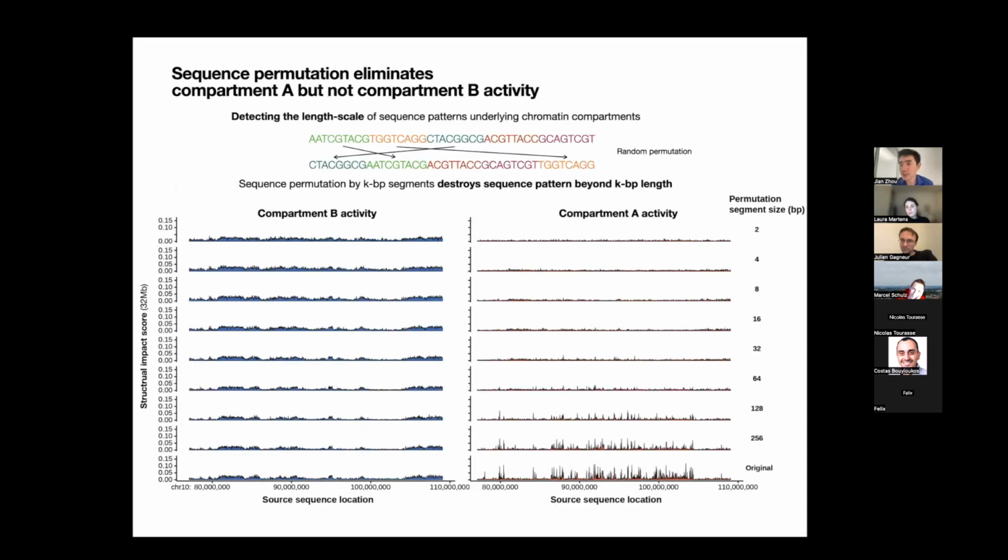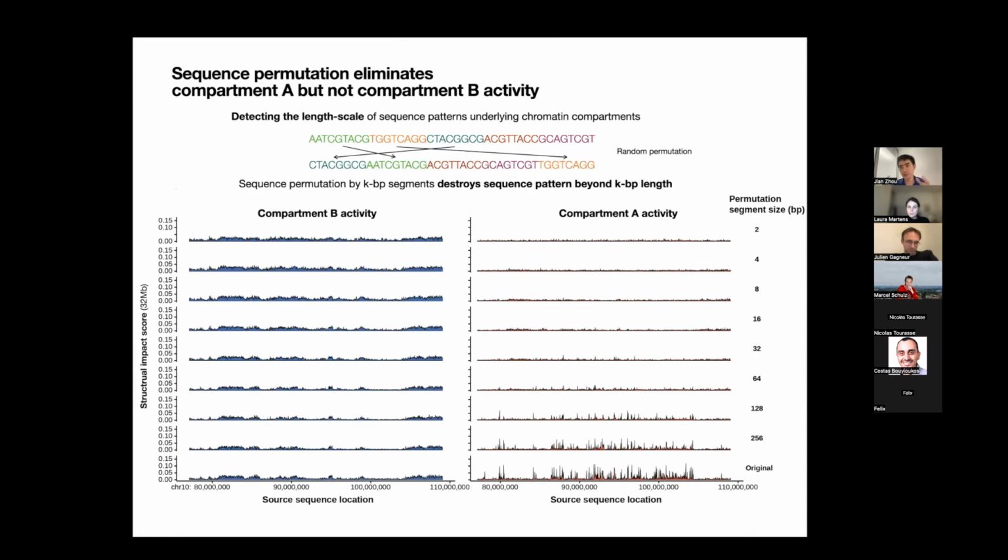So another question that we're asking is, what is the size of the sequence patterns that are required for those compartment activities? It can be that the activity requires 10 kb of sequence, but the underlying sequence pattern is just mononucleotide, such as GC content, for example. Then it does not depend on complex sequence patterns.